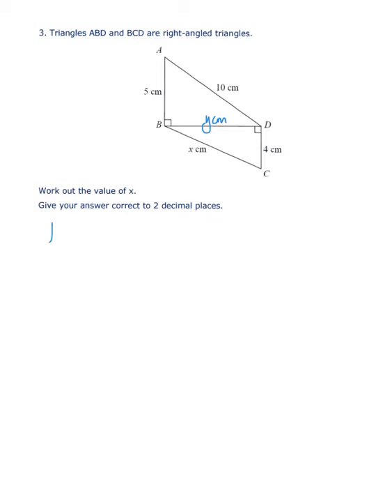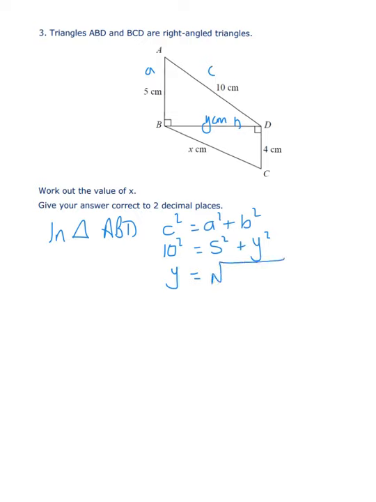So in triangle ABD, if I call that C, and these sides are A and B, then I can say that C squared equals A squared plus B squared. I've labelled my triangle, written out the rule. Now I make the substitutions. I say 10 squared equals 5 squared plus y squared. So therefore y will equal the square root of 10 squared minus 5 squared, just rearranging the equation.